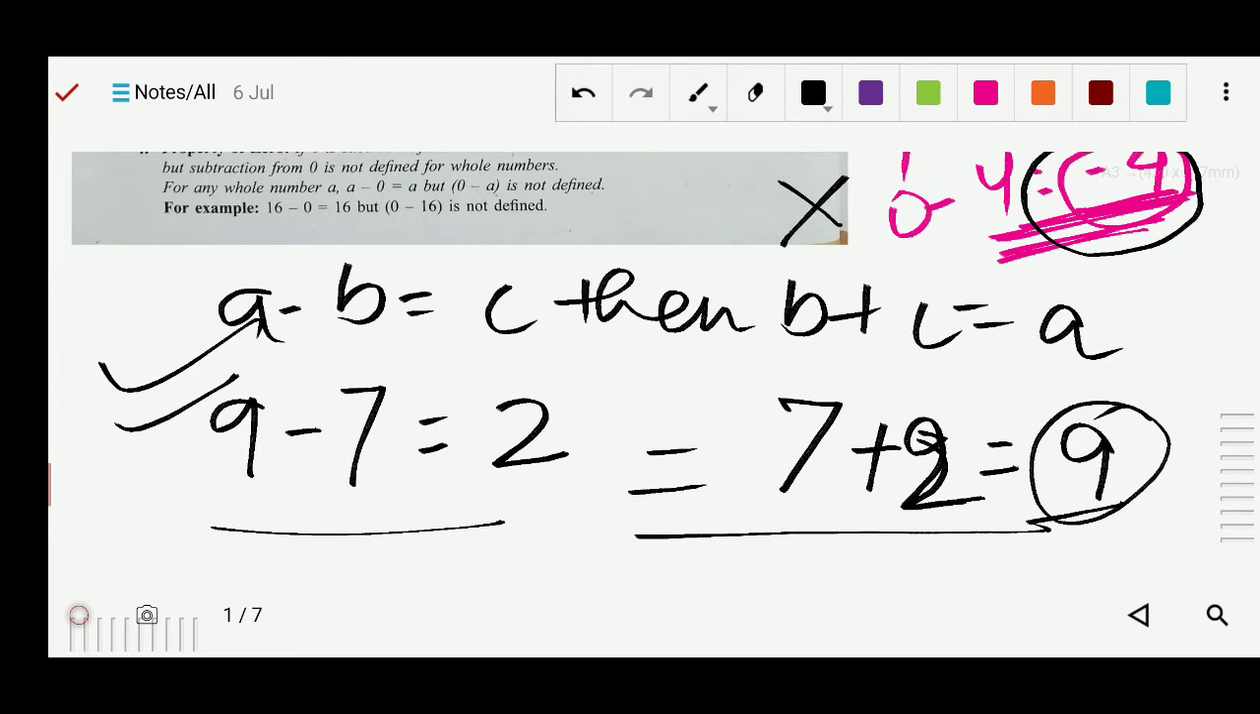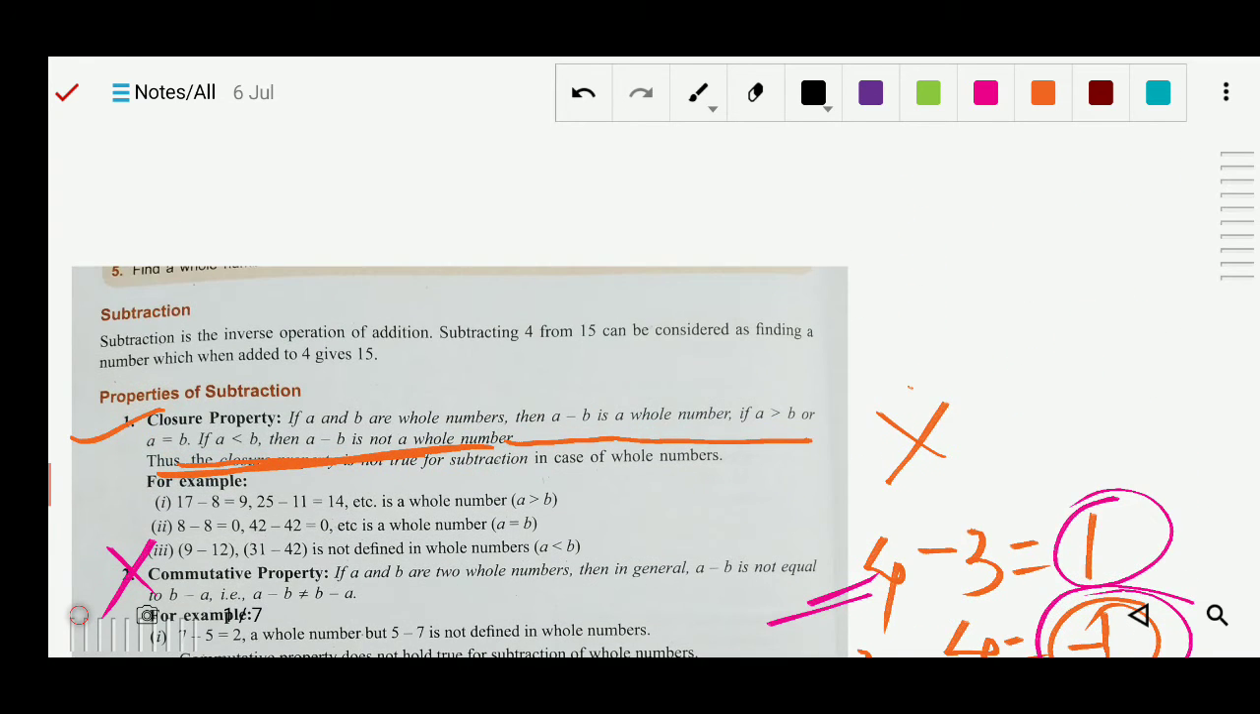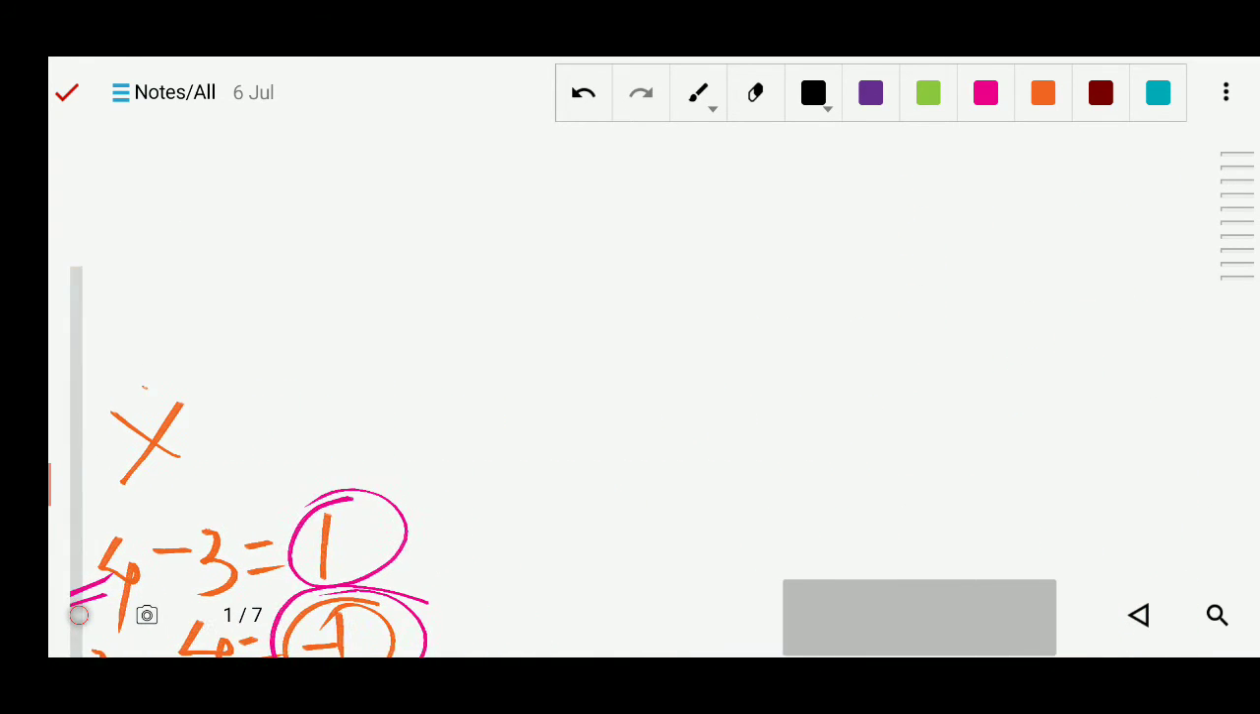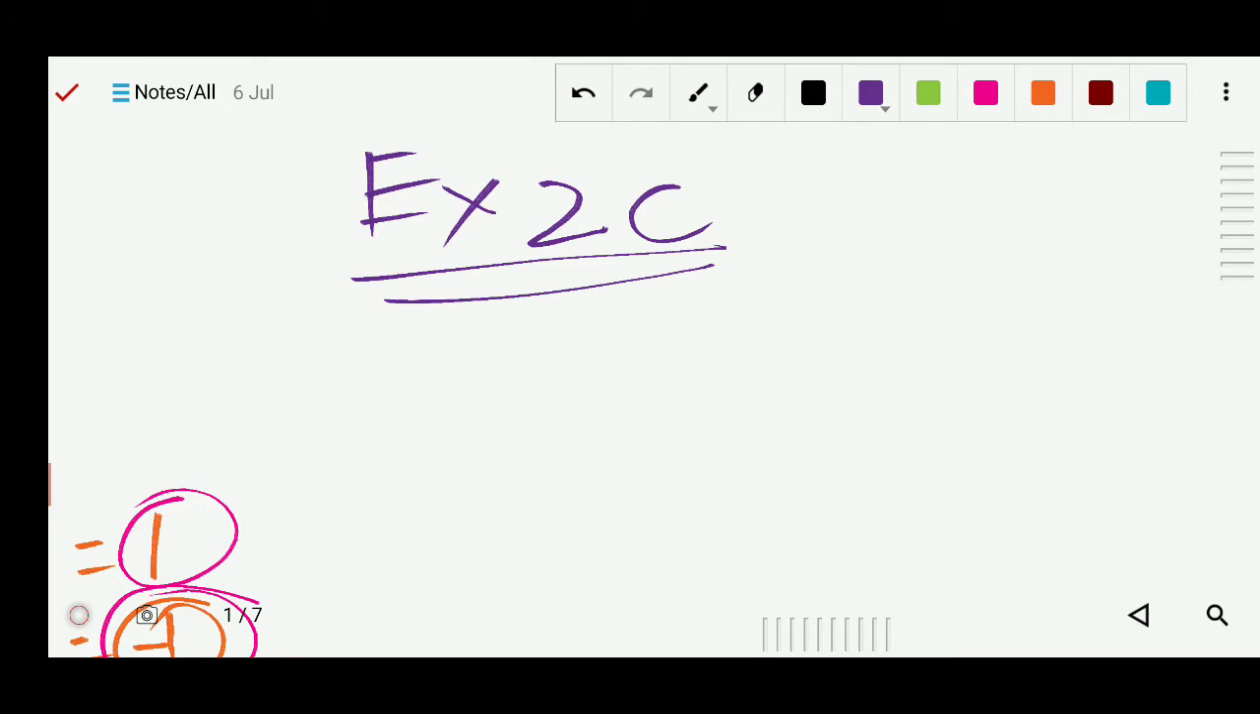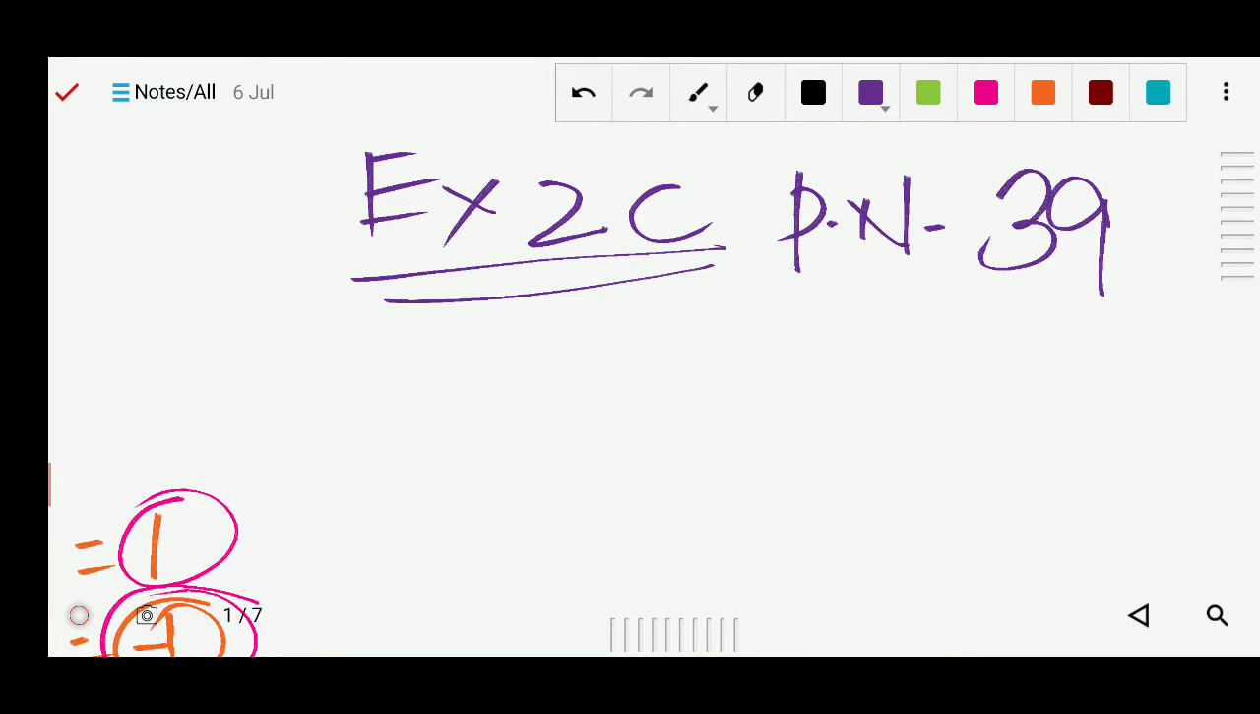Now we will solve some questions so you will understand better. From exercise 2C, page number 39, we will solve some questions.